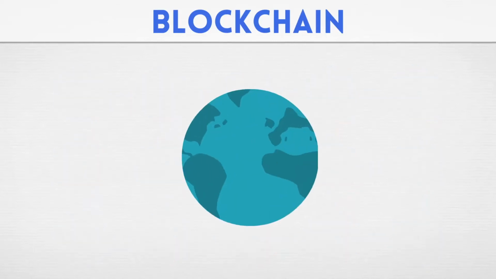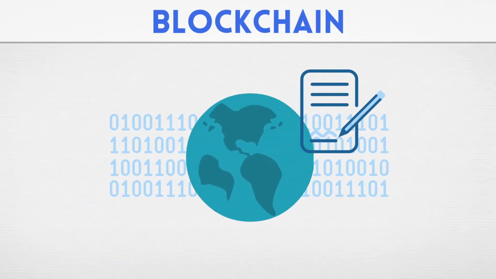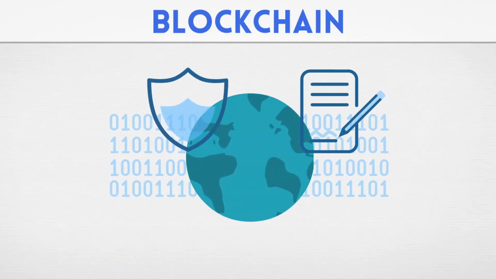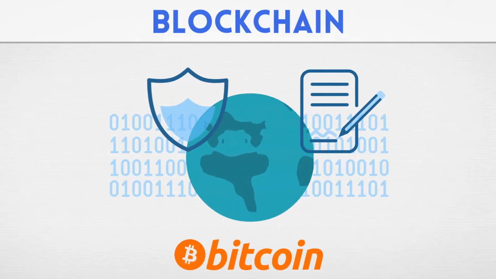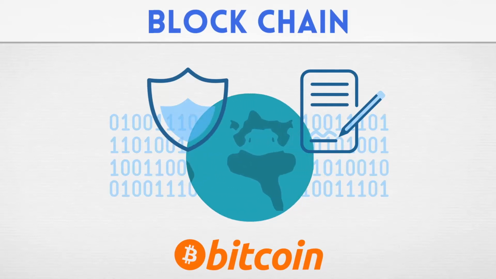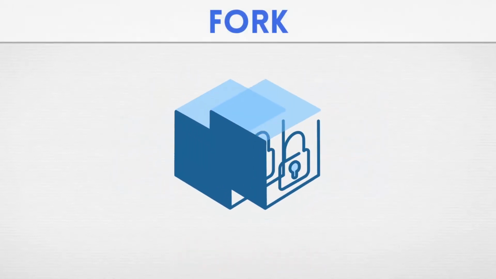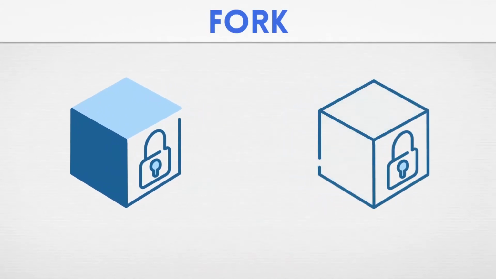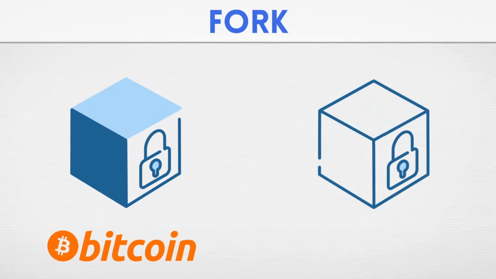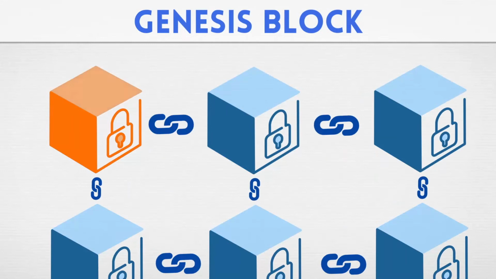Can you imagine a world where contracts are embedded in digital code, stored in transparent shared databases, where they're protected from deletion, from tampering, and even revision? Well, this is achieved by the technology called the blockchain, and Bitcoin is the first application of this technology. A fork is when the block splits and the new block has new features. A good example of a fork is when Bitcoin split into two and one stayed as Bitcoin and the other became Bitcoin Cash. A genesis block is the first block in the blockchain.